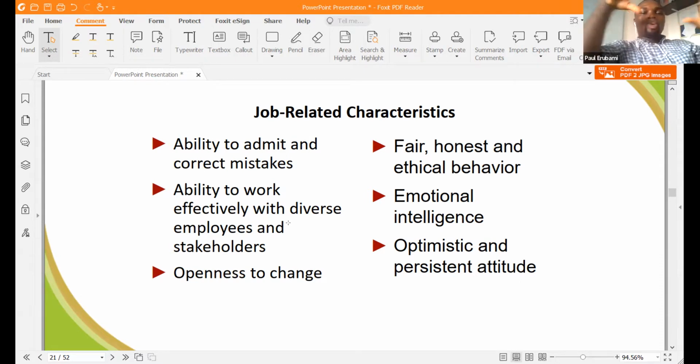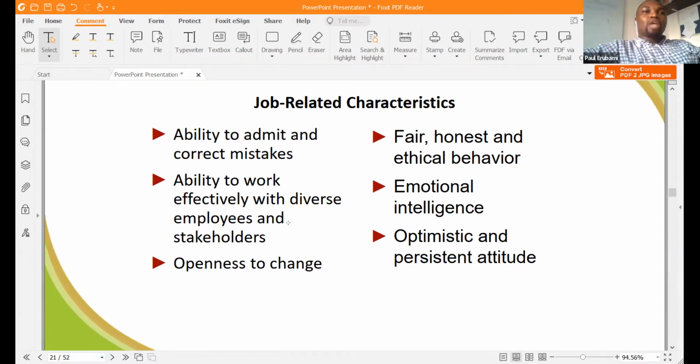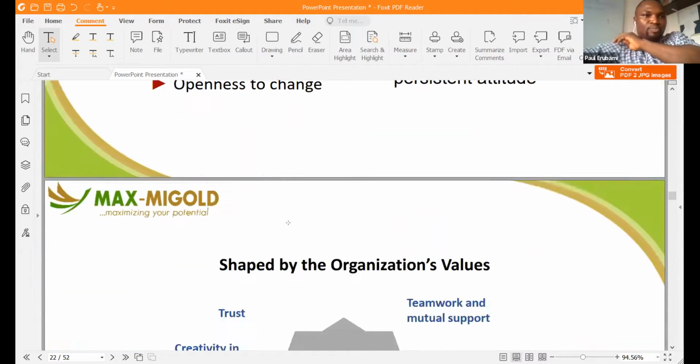So when you're trying to employ, you should be able to balance the job with the various characteristics that you're expecting from the employee. This is what this particular slide is talking about. You should be able to match job to various behavioral characteristics.